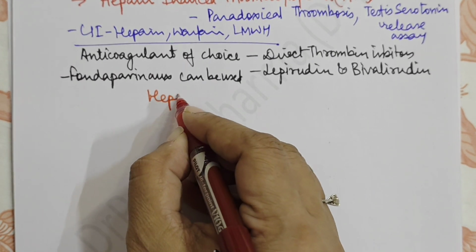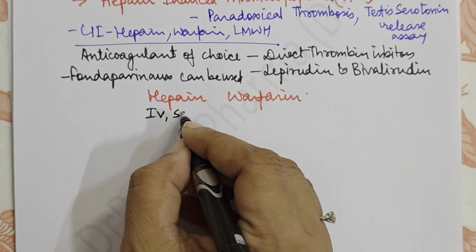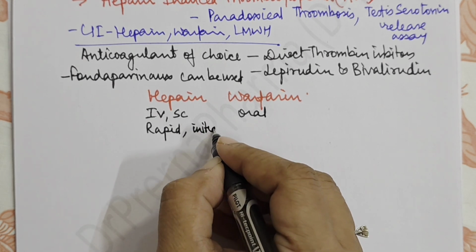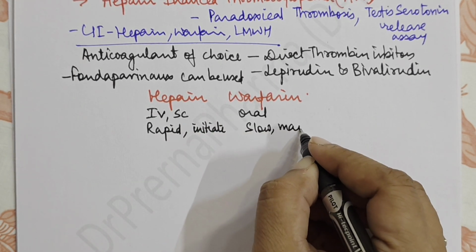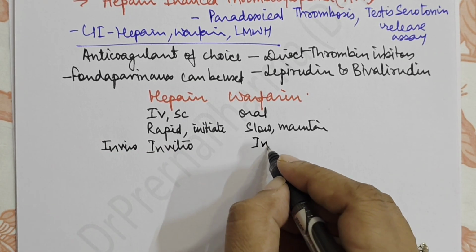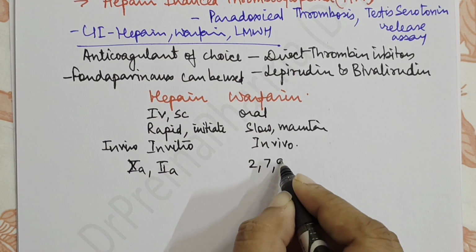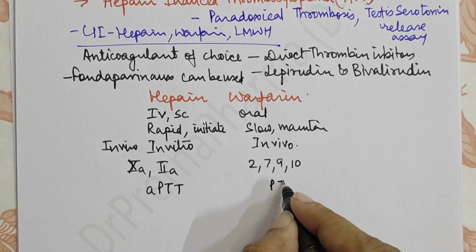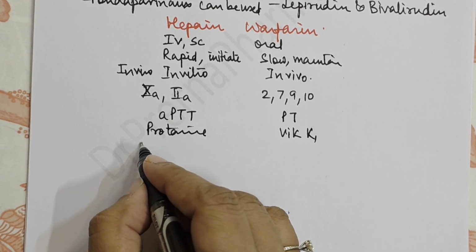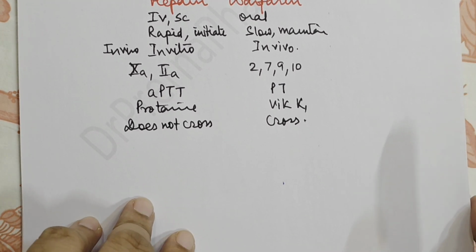Now let's compare heparin and warfarin. Heparin can be given IV or subcutaneous. Warfarin is always given orally. Heparin is rapid acting, so it is used to initiate the therapy, and warfarin is slow acting, so it is used for maintenance. Warfarin is active in vitro and in vivo both, while heparin is active only in vivo. Heparin acts on factor 10A and 2. Warfarin acts on factors 2, 7, 9 and 10. Monitoring of heparin is by APTT, monitoring of warfarin by PT. The antidote of heparin is protamine, the antidote of warfarin is vitamin K1. Heparin can be given in pregnancy, it does not cross the placenta; warfarin crosses it. Okay, so these are the important points related to heparin.